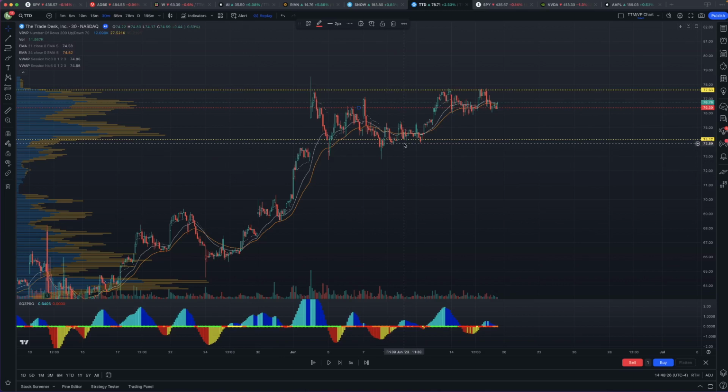Why are my volume bars thin, Andrea? You mean the volume bars on the side? That's the volume profile bars? Because I chose to make them that size. I like to see a little bit more detail.